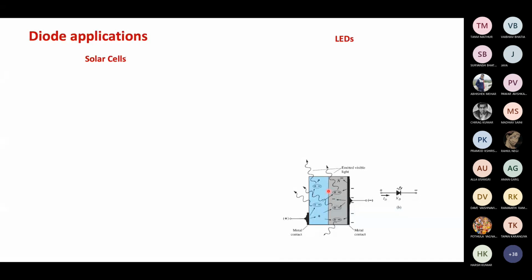So forward bias only. Why do you think so? So because we need drift current. In LED? Sorry, sir, diffusion current, sorry. No, but why do we need diffusion current in LED?